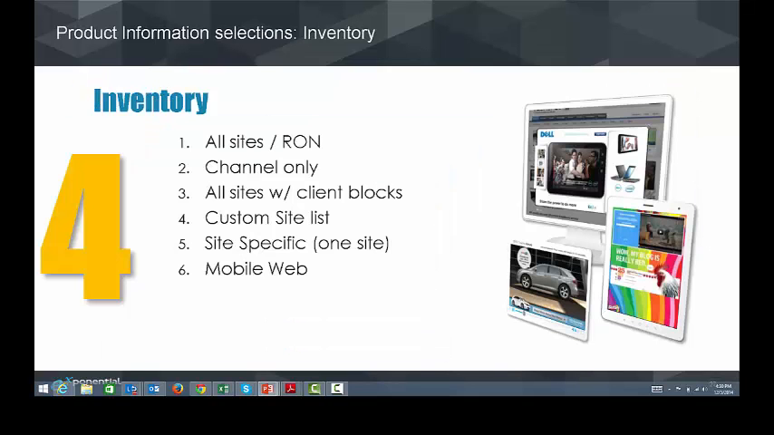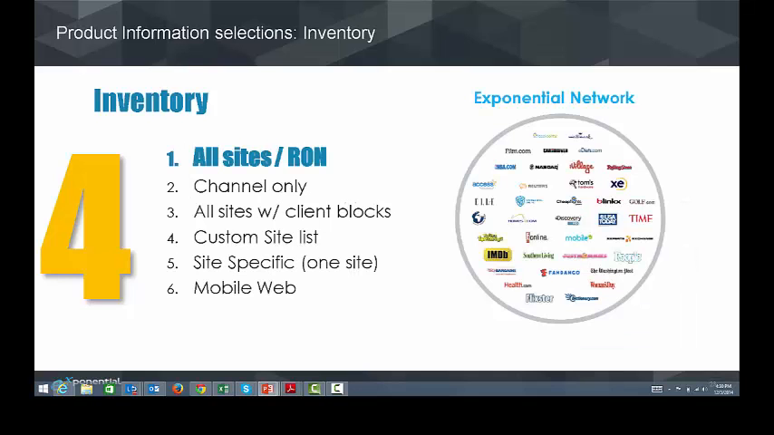Inventory must also be selected for every placement. There's 6 options. The first is the broadest. All sites, or run of network. This is targeting 100% of the sites in the network. Note there are some countries that by default block sites for all of their campaigns. So remember, I/O product fields are based on the I/O sold. So from the client's perspective, you're still targeting 100% of the sites in the Exponential network. So in this case, you would still select all sites RON.